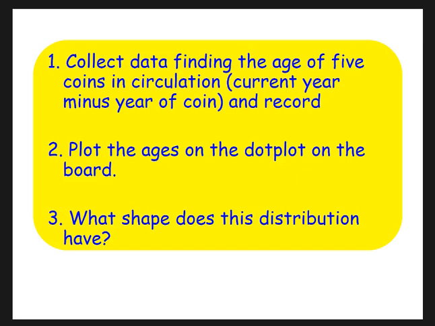For our next example, we're going to collect data by finding the age of 5 coins in circulation. So you're going to grab a handful of coins out of your pocket and look at the date on which they were minted, the date printed on them. And again, we're going to use a dot plot. Rather than the date, we're going to look at their age, so how many years it's been since they were minted. So if it was minted in 2018, and this is 2020, its age would be 2.